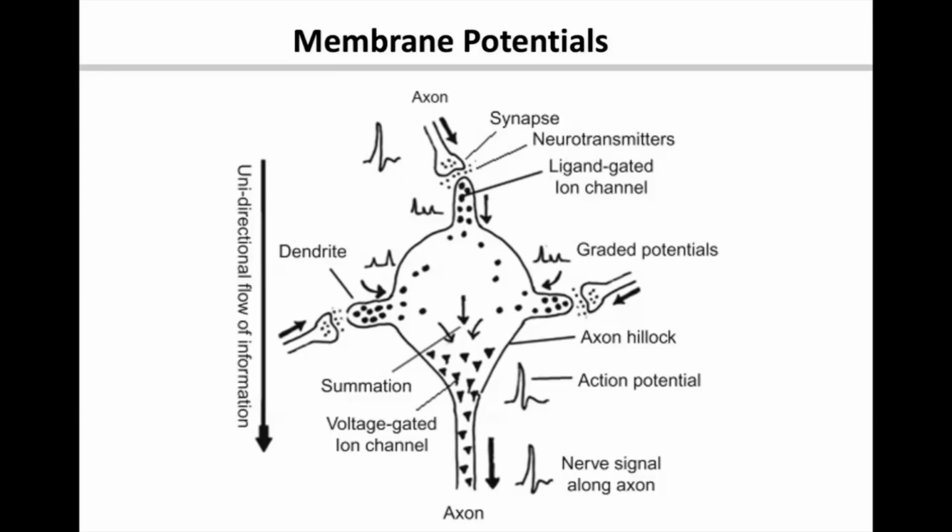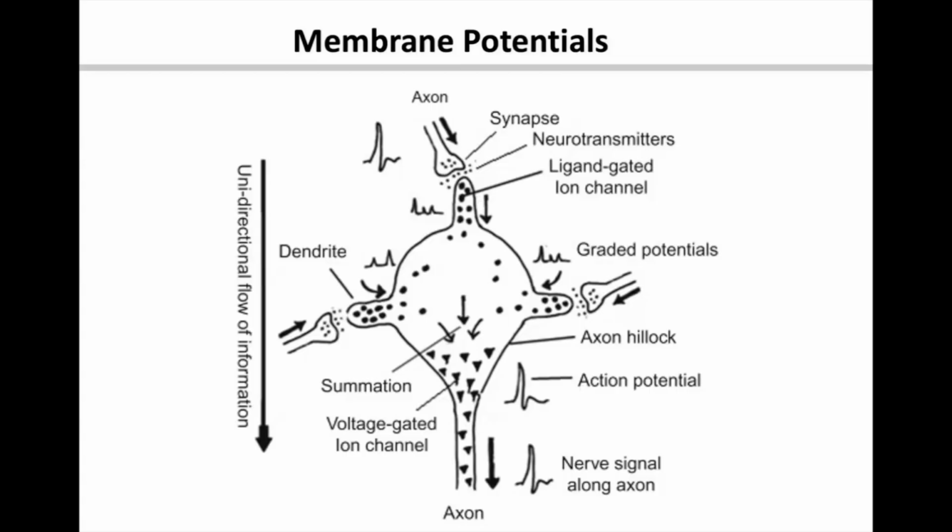Now, the movement of ions can take place in two ways. One is known as the graded potential. The other is known as the action potential. So, for example, only one sodium ion moves in, one potassium ion moves out. This is minimal, right? So this change is very local and it does not affect much.